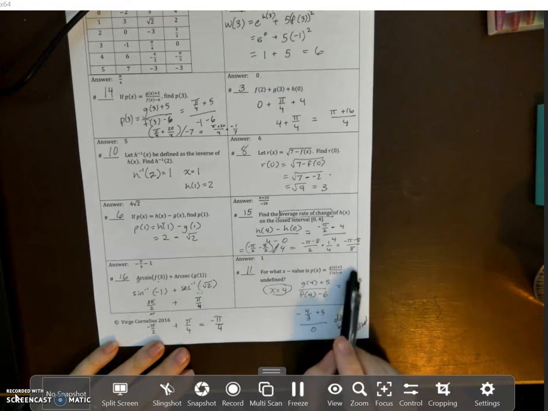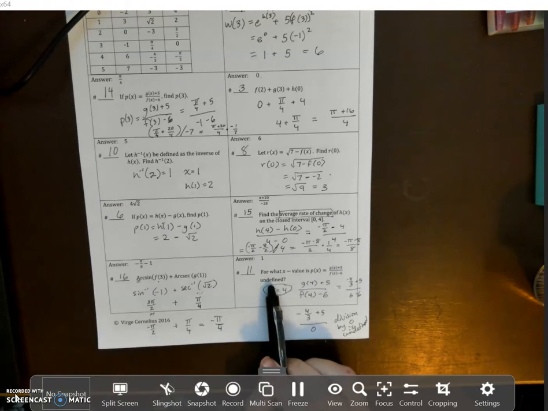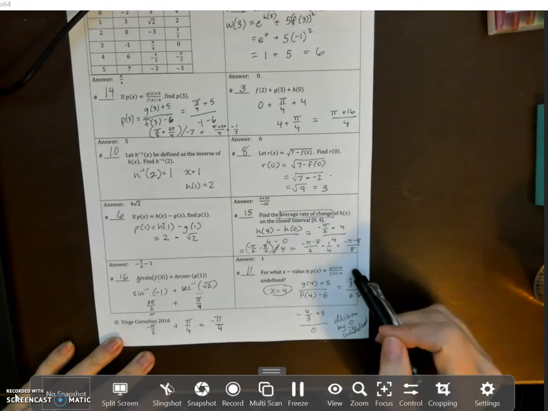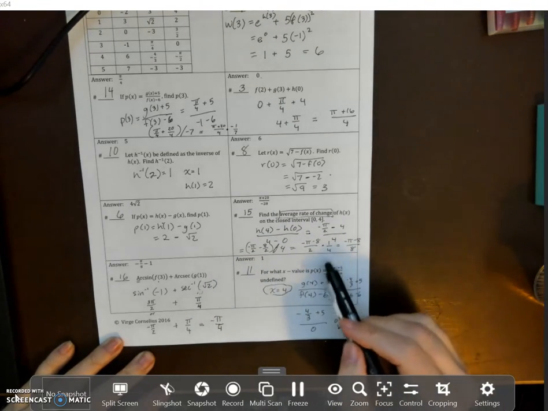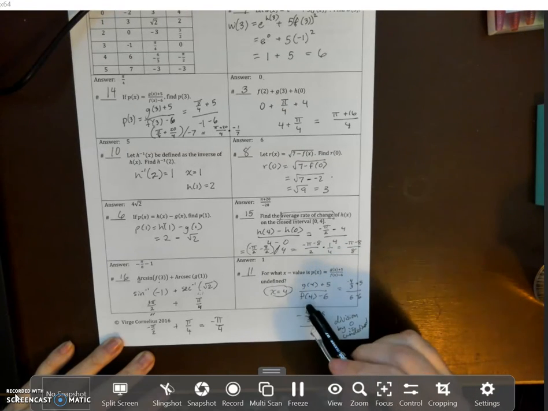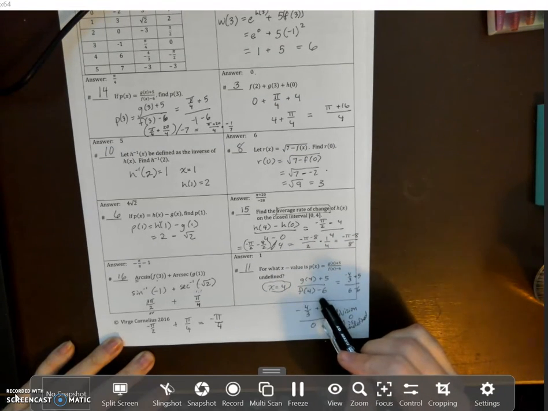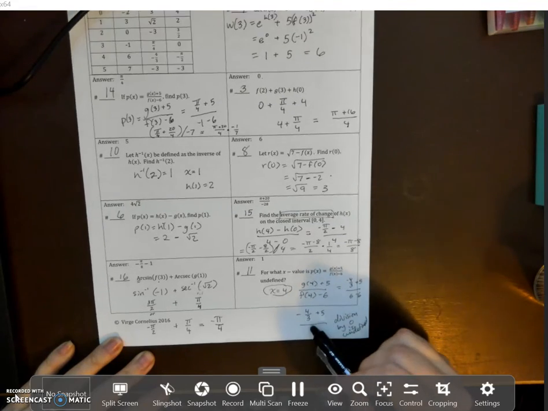So 11 is what is undefined, and maybe you do or do not remember what's undefined, and I know that last year we didn't get to rational functions in Accelerated Math 3, so you might not really remember this, but anything you divide by 0 is undefined. So I was looking for something that would make this denominator 0, which meant that had to be 6, and so that's why I figured out it had to be 4.